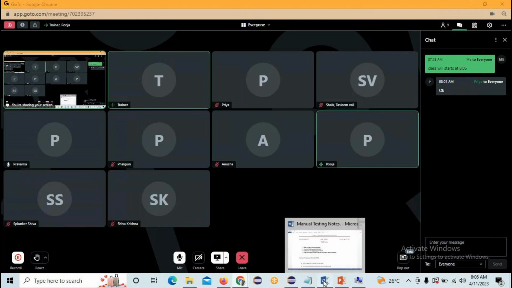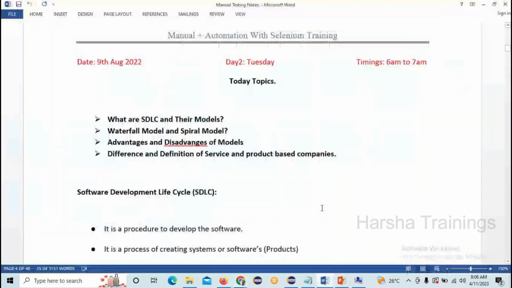Seems you guys are able to see the screen which I'm sharing, right? Able to see the document? Please respond. Yes. Okay.